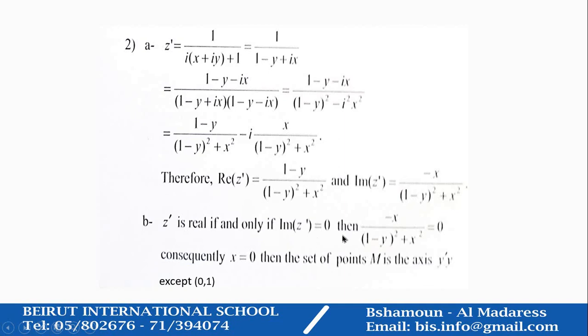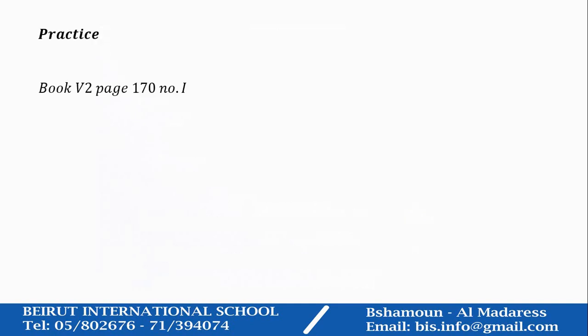Part B, it is real. It means the imaginary part is 0. This value is 0. So x is 0. The set of points M is the axis, the y-axis, except for the point 0, 1, of course, because 0, 1 will eliminate this value. It's not included.